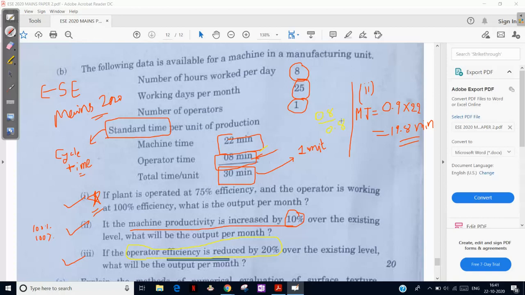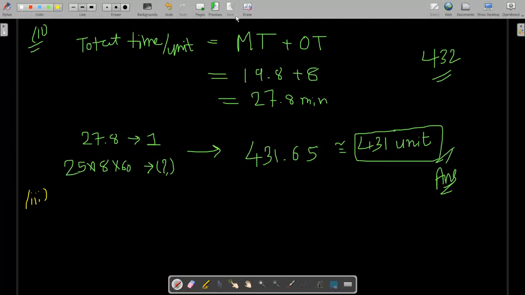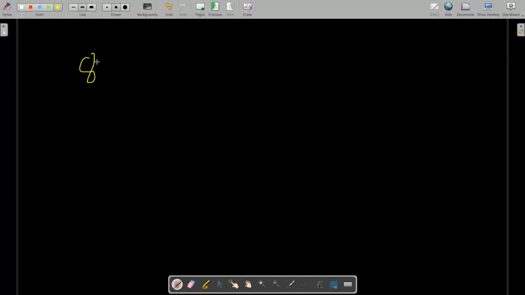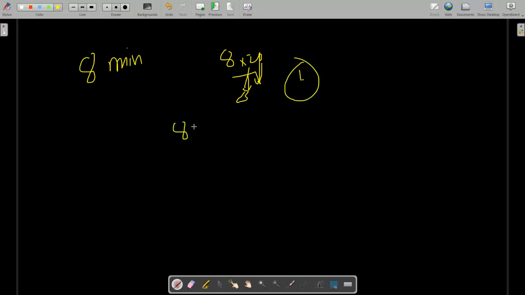In general, you can write it like this. If 8 minutes is the standard time, what is 20% of 8 minutes? Here it will consume more time. Its efficiency is now 0.8, so we have to divide by the efficiency, because it will consume more time. So now it will consume 10 minutes instead of 8.